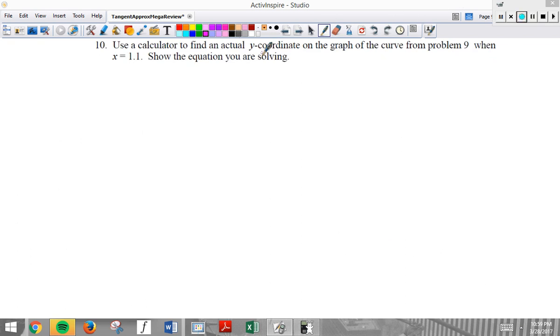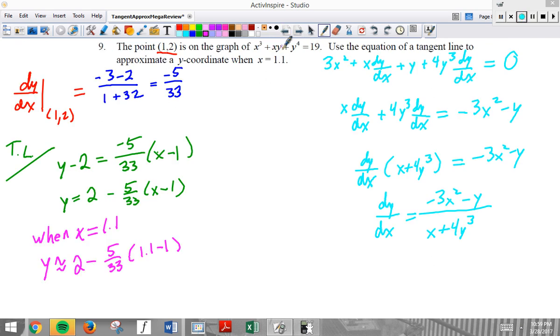Use a calculator to find the actual y coordinate. Show the equation I'm solving. Okay, try it out. Pause it. Here's the actual equation. How can you find the actual y coordinate? Really think about it. When x is 1.1, how can you solve it? Please try. 3, 2, 1.